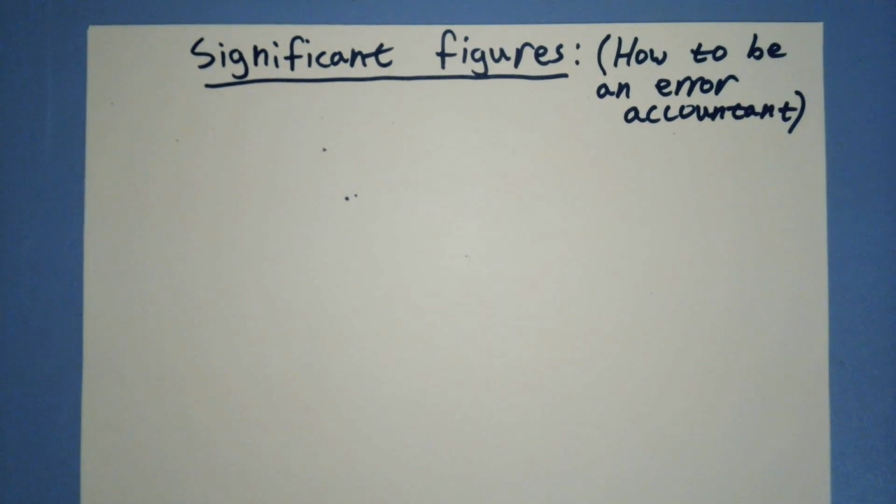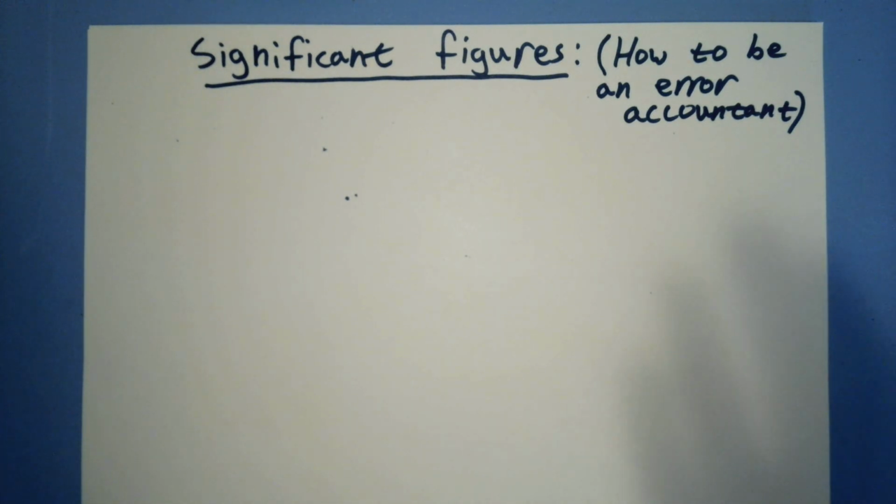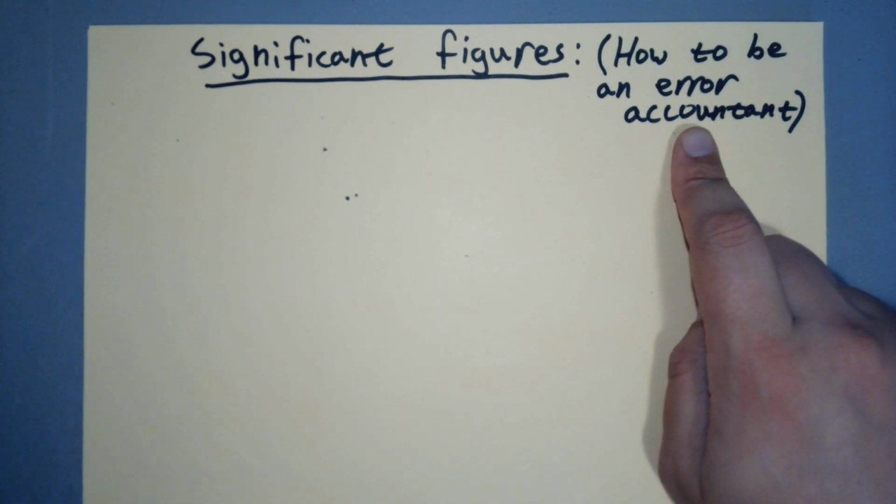Okay, so the much awaited and ballyhooed significant figures. Some of you have seen these before, and so you know that it's not that exciting. I actually never saw these till college, so if you're seeing them for the first time, you're just like me when I was in your situation. So we're going to talk about the rules and everything, but essentially it's just how to be an error accountant.